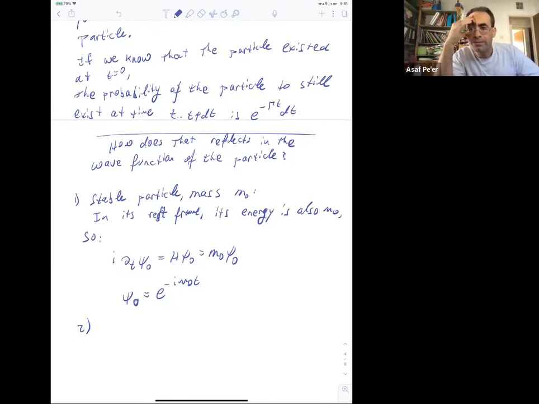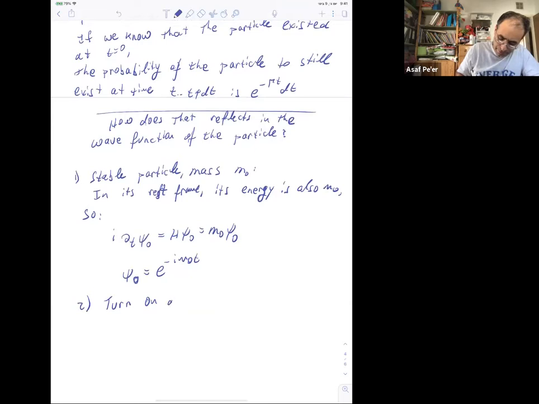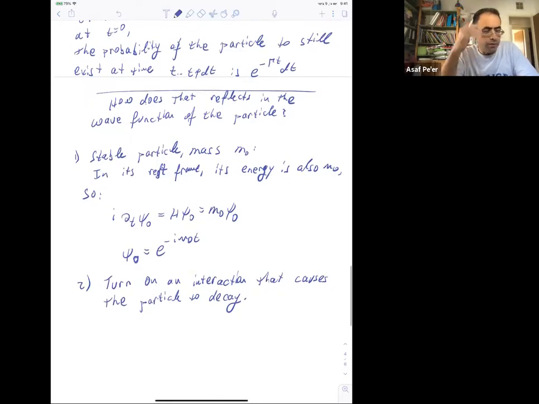Now I'm going to turn on some interaction that is going to cause this particle to decay. Which means that there is some probability that after some time t, the particle will no longer exist. Now, since the square of the wave function is proportional to the probability of finding the particle at time t, that means that we somehow need to modify the wave function in such a way that it will reflect the fact that after some time t, the particle may no longer be there.